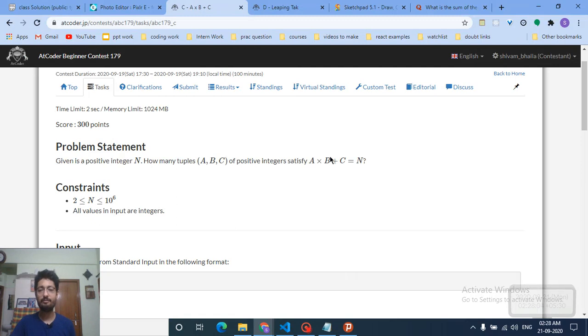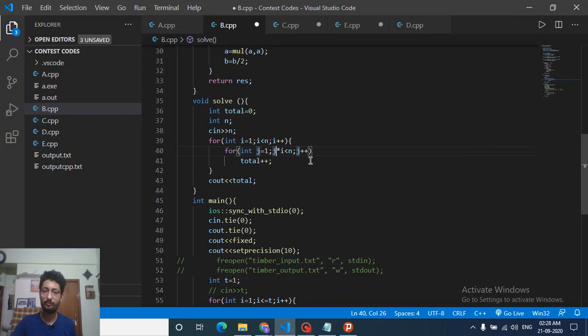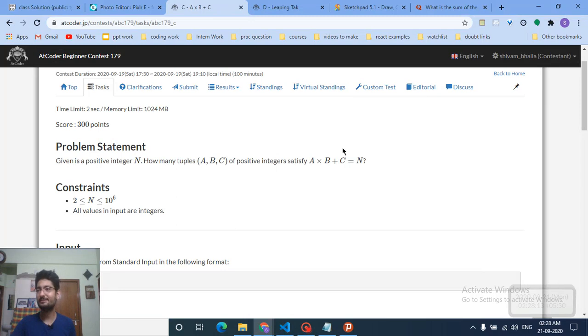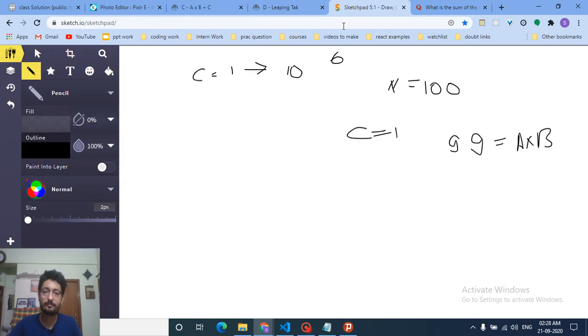I only add the values when I into J is less than n, because this will ensure that my C is positive. Why? Because I am only iterating over the values where A into B is less than n. If A into B is less than n, then some C will always occur. Let's assume that my n is 100 and my A into B is 2, 3, 4, 5, 6.